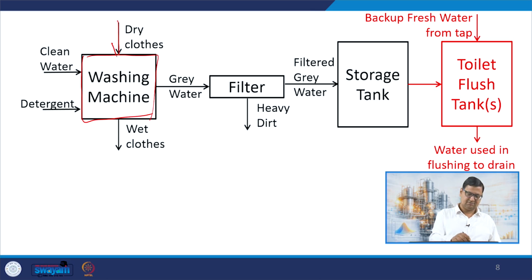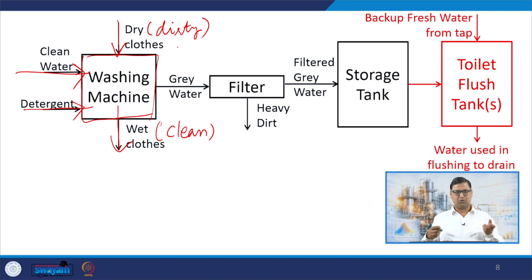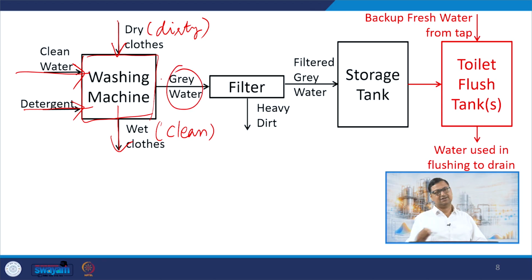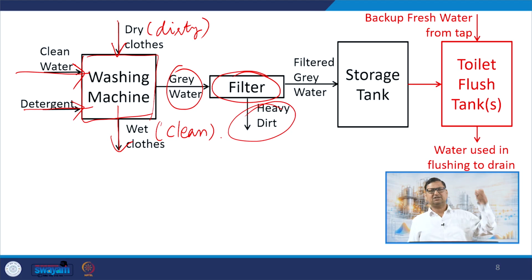It takes dirty clothes, it takes detergent, it takes clean water, and it gives away wet and hopefully clean clothes. That is the main product of the washing machine. And the other byproduct that we want to use is the gray water. Now the gray water is being filtered, so we have a filter. The filter collects that heavy dirt, which I am probably discarding.